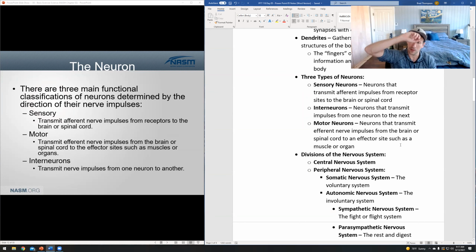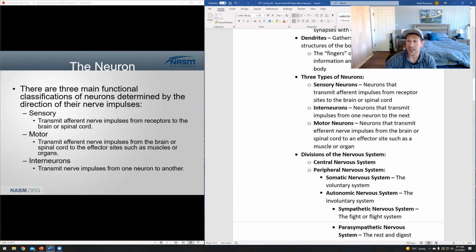So now from the brain, it's going to travel down the spinal cord and to whatever section it's going through motor neurons. And so motor neurons are neurons that transmit efferent nerve impulses from the brain to an effector site, such as a muscle or maybe an organ or whatever, right?